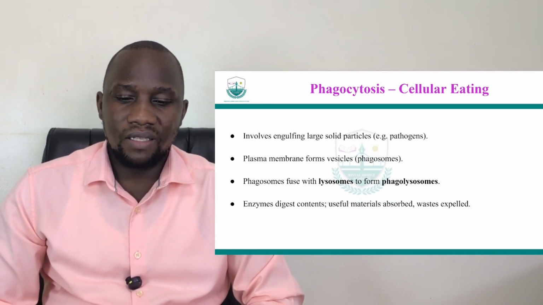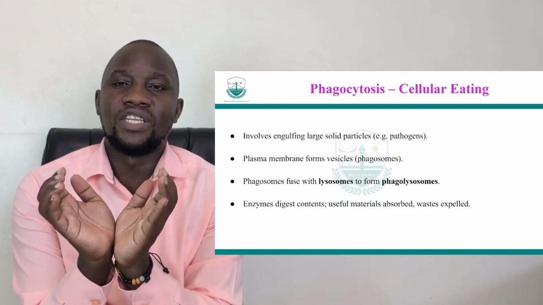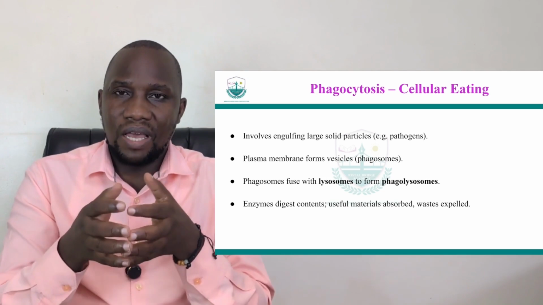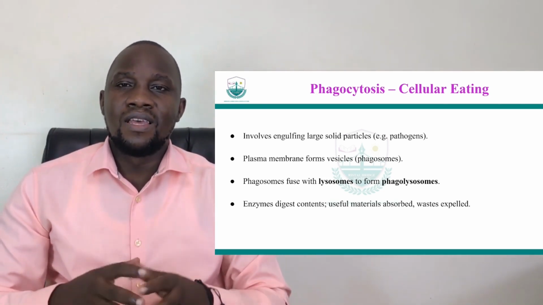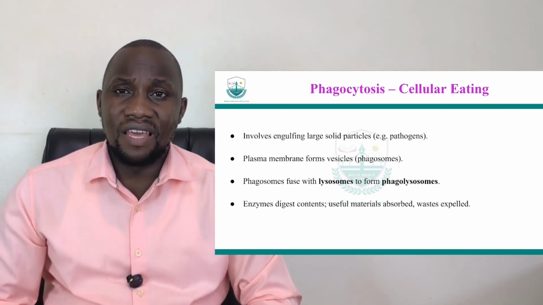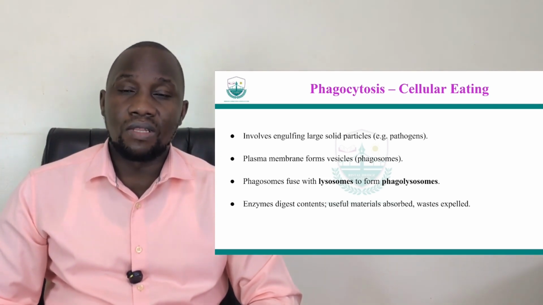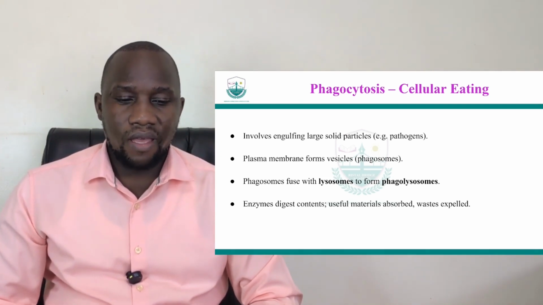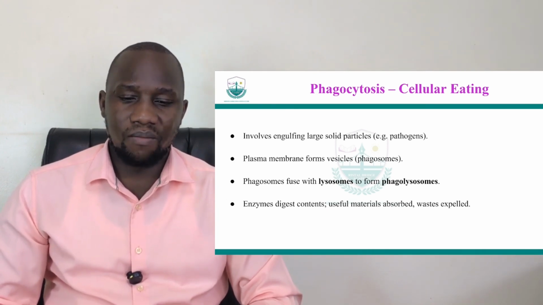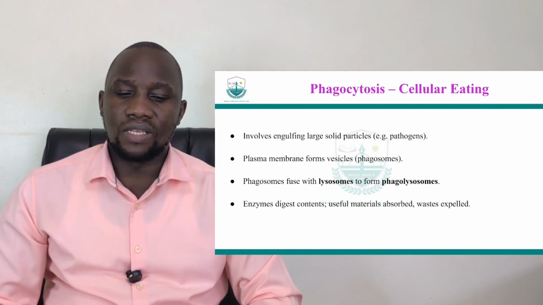Okay, so what happens is that they form pseudopodia around the pathogen and close them up, and then become part of this cell, and then this is broken down. Okay, and if they are nutrients, they can be absorbed into that cell. Okay, so the plasma membrane forms vesicles, what we can term as phagosomes. Phagosomes fuse with the lysosomes.